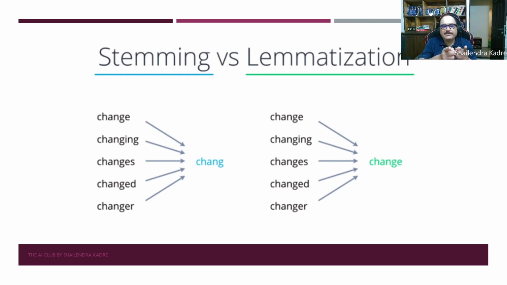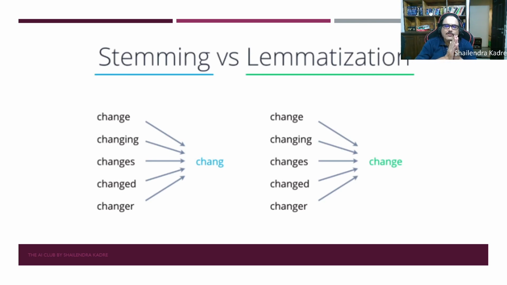Because if I supply chang to my machine, machine or human also will not be able to make out any sense of that sentence. But if I supply change, I can understand that they are talking about some kind of change. Either it is changing, or it is changes, or it is changed, or it is a changer. But they are talking some kind of change. Some meaning it is giving. So it is giving more work.